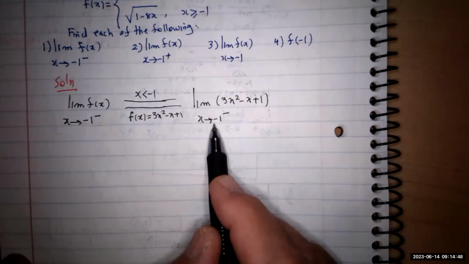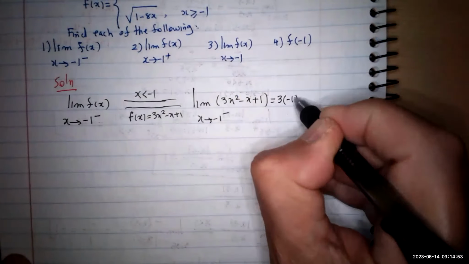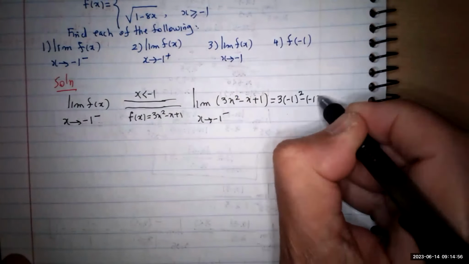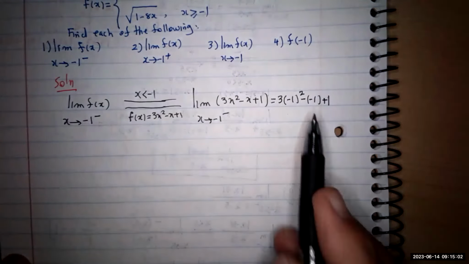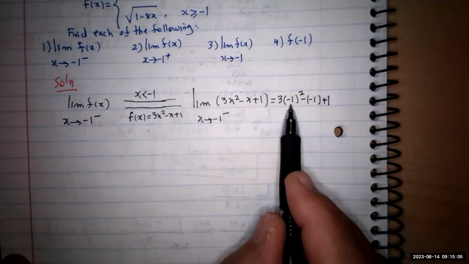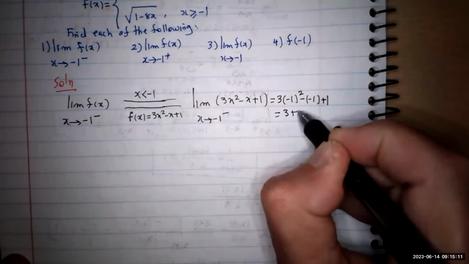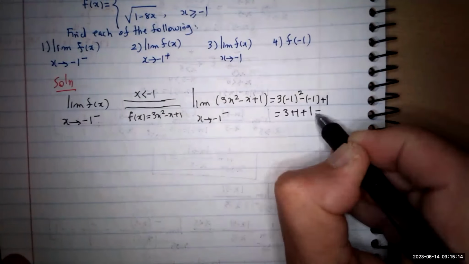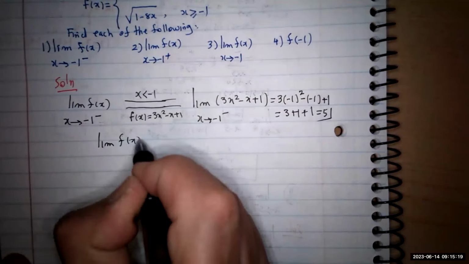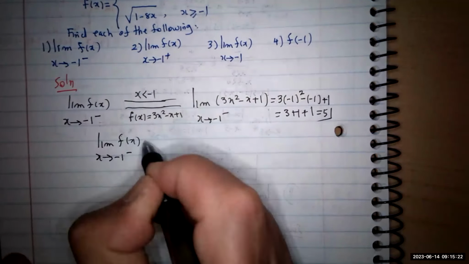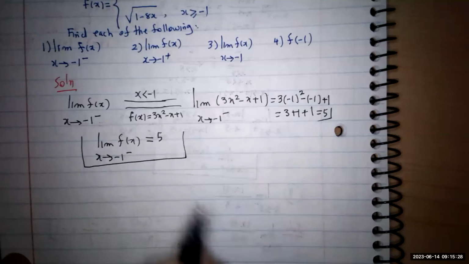You see, we substitute -1 because that was just the direction. So that gives you 3 times (-1) squared minus (-1) plus 1. Okay, substitute. (-1) squared is a positive 1, so that gives you a 3. So it's going to be 3 plus 1 plus 1. So the result is 5. So the left limit, the limit of f of x as x goes to -1 negative, is equal to 5. And you're done. Any question?